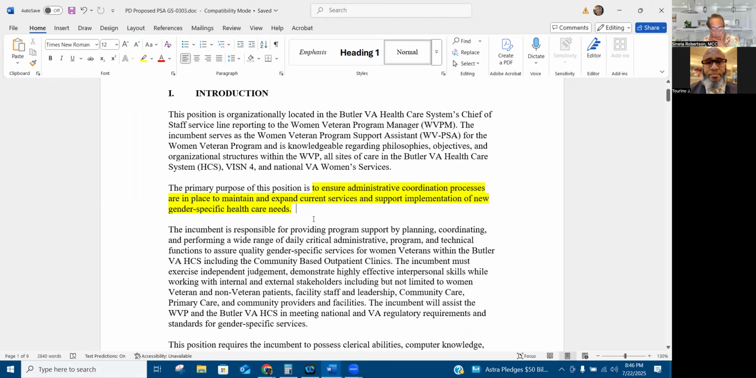Yeah, the incumbent is responsible for providing program support. There it is. There's the support by planning, coordinating, and performing a wide range of daily critical administrative program and technical functions.